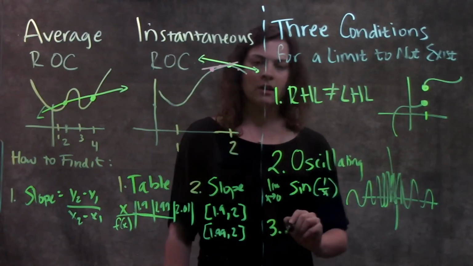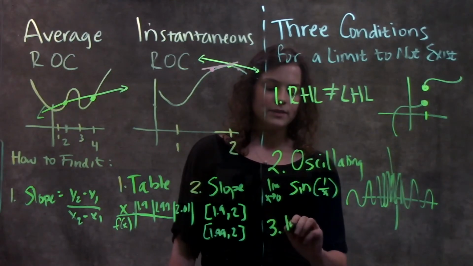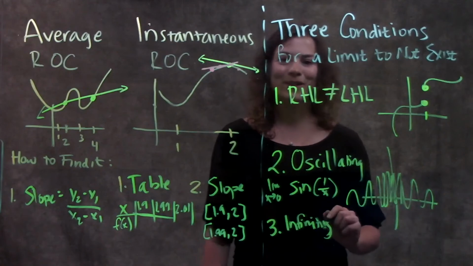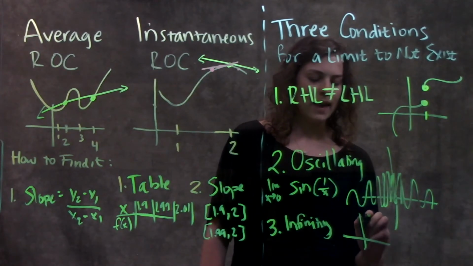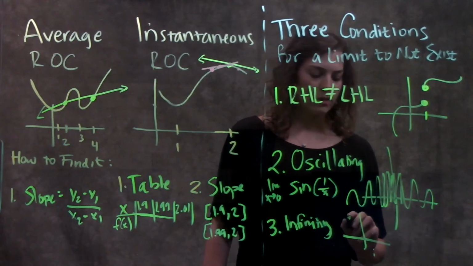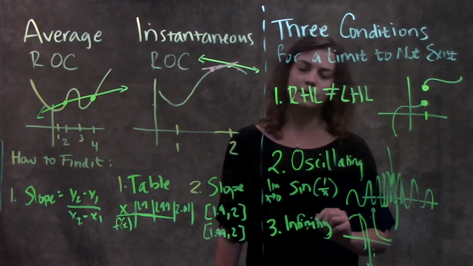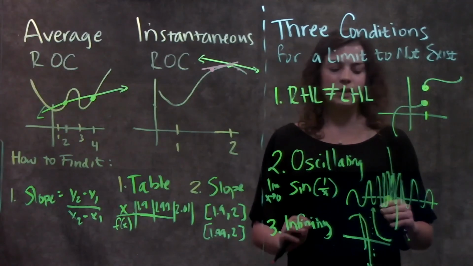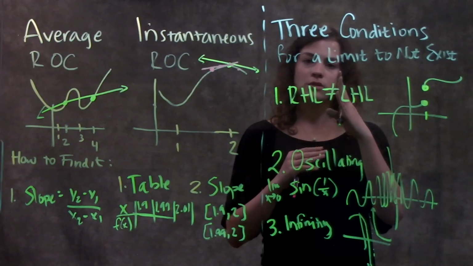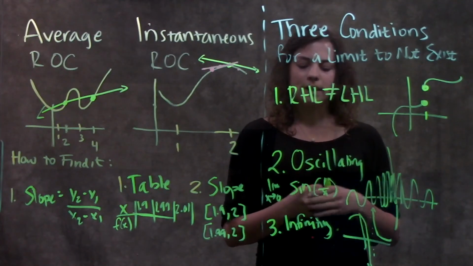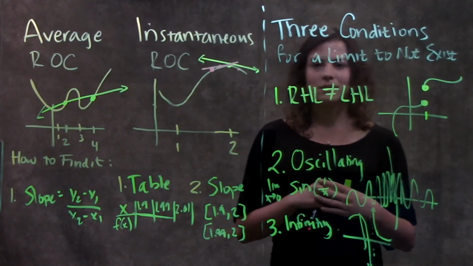Okay, third condition for a limit to not exist is if it's approaching infinity. And so what this might look like on a graph is if there's an asymptote here, it could be approaching either negative infinity or it could be approaching positive infinity. Either way, the graph is going to start getting closer and closer to that asymptote, but it will never actually reach a value. So because of that, the limit does not exist in that case.